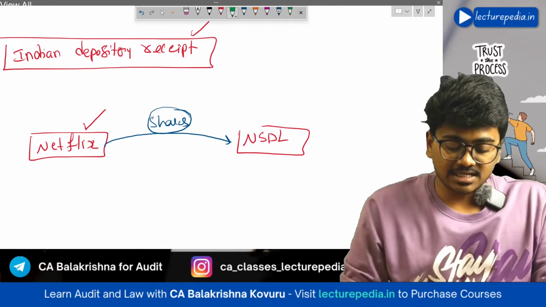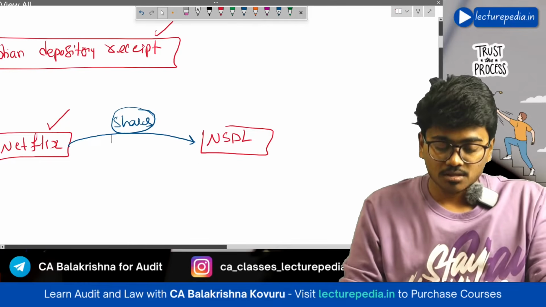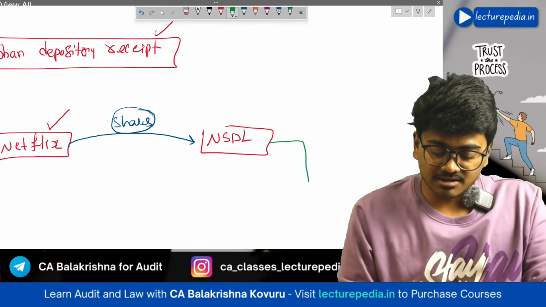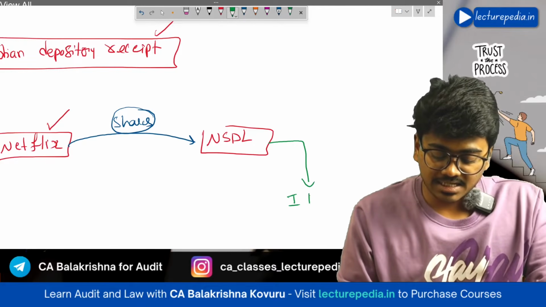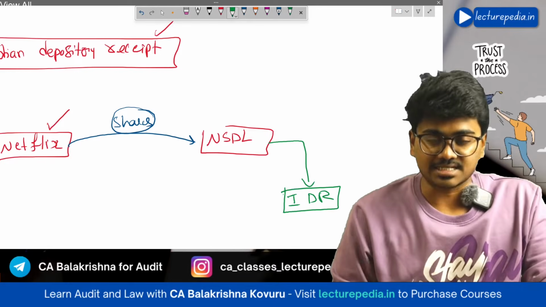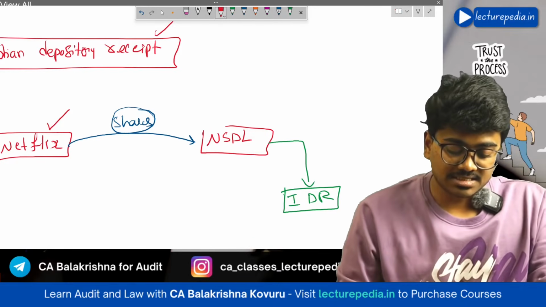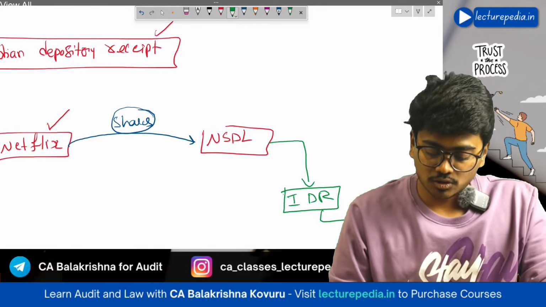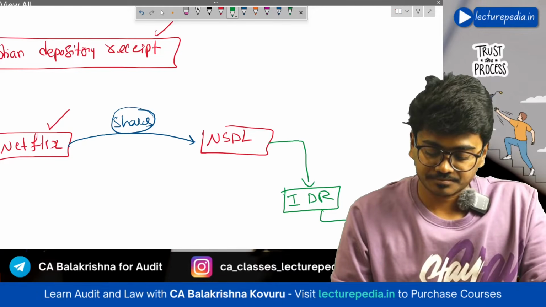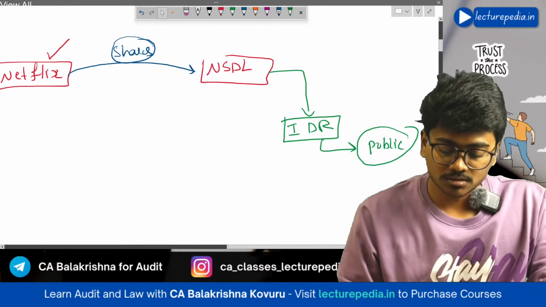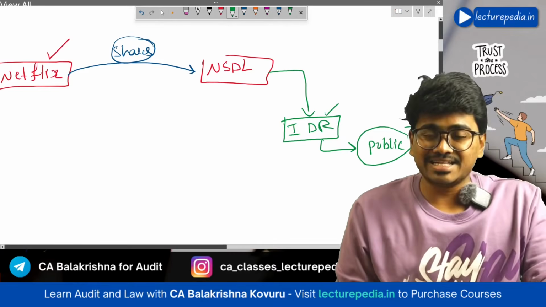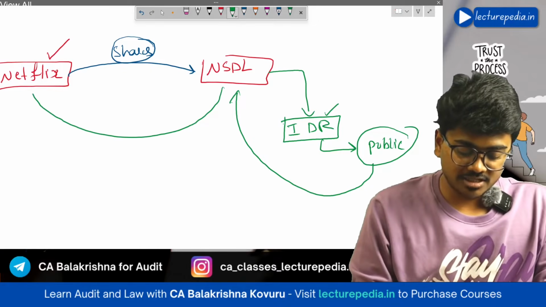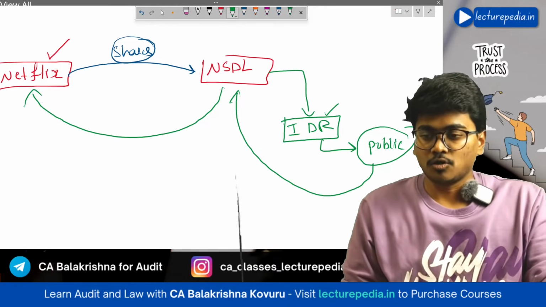Now, what NSDL will do is, backing these shares of Netflix, NSDL will issue Indian Depository Receipts, that is IDRs. NSDL will sell these IDRs backed by the Netflix shares to the Indian public. Now the public, by purchasing these IDRs, will give money to NSDL, and the same money NSDL will give to Netflix. Hope you understood.